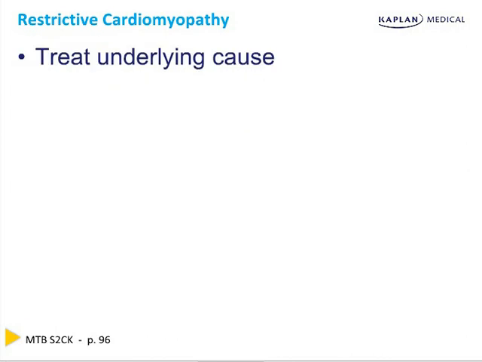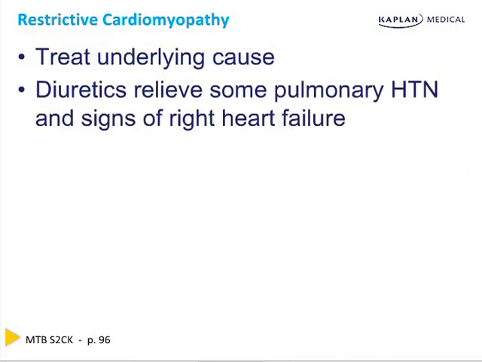The best initial therapy: treat the underlying cause. Diuretics will help decrease the fluid overload, decrease some pulmonary hypertension, decrease the ascites and the edema, but there's no other clear therapy. You gotta give steroids for the sarcoid, and you gotta do phlebotomy for the hemochromatosis, and you gotta give a person with eosinophils some steroids too, but there's no other really specific therapy just for restrictive cardiomyopathy.